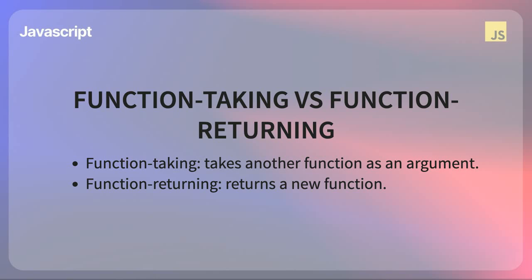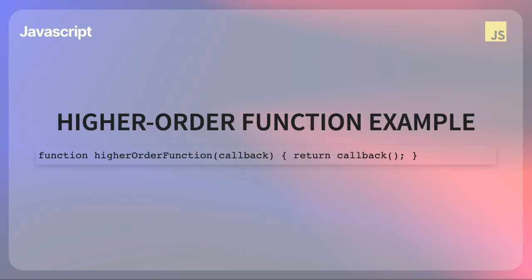There are two types of higher order functions: function taking and function returning. Function taking higher order functions take another function as an argument, while function returning higher order functions return a new function. Let's create an example higher order function that takes another function as an argument. This function will return the result of the callback function.